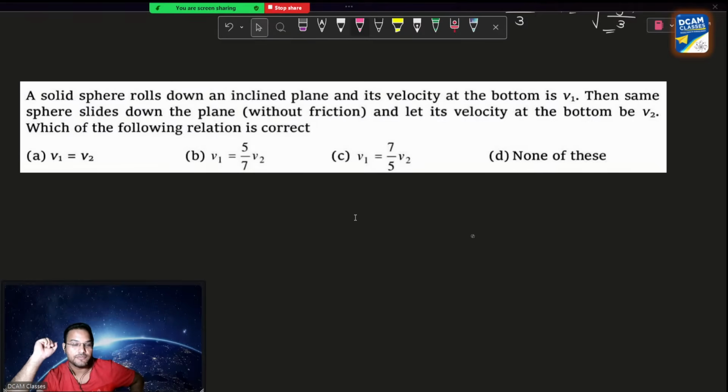This is an interesting one. Both the concepts are being applied: rolling without slipping, rotation down the plane, and without rotation, just sliding.